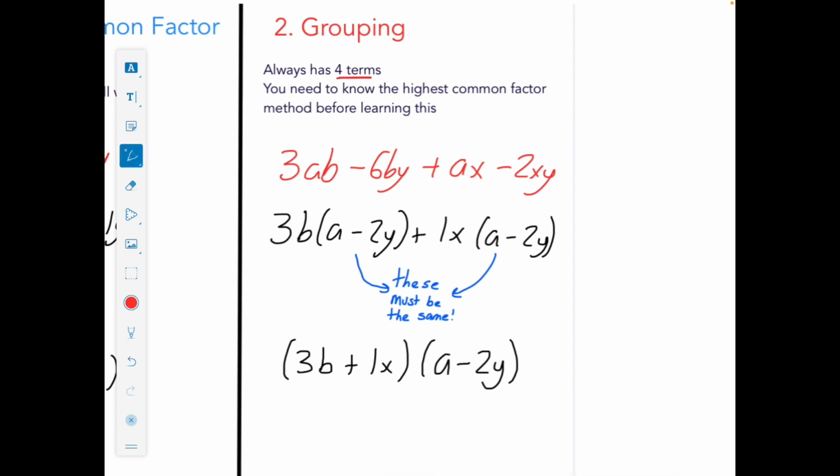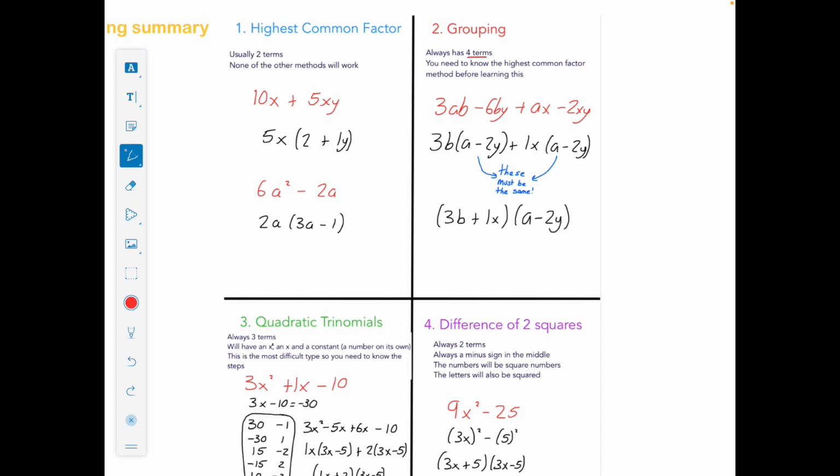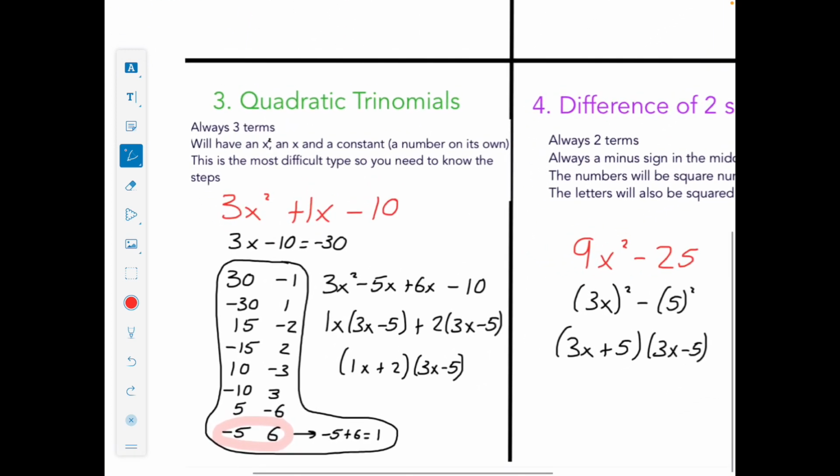Okay, grouping then, super easy to recognize because it always has 4 terms. Okay, so there's always 4 parts to it. Okay, so this is an example here. There's 4 bits to that. Okay, just a note, you need to be able to do highest common factor before you can do grouping. So when you're studying them, you need to study them in order. Okay, then a quadratic trinomial always has 3 terms.